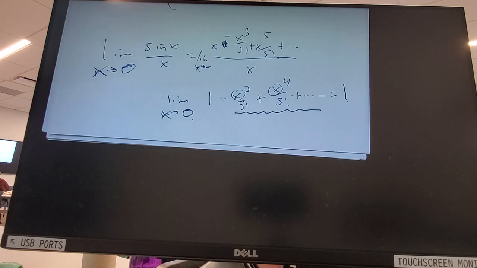So this is a concrete proof that the limit as x goes to 0 of sine x over x is 1. You can see it happening because we just proved that this infinite polynomial is sine x. They are equal to each other. Now what about the bottom?